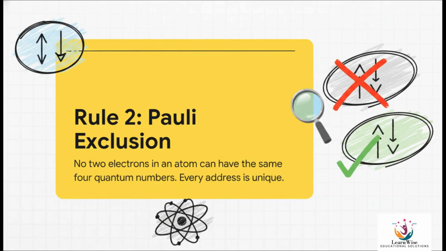Second, we have the Pauli exclusion principle. This is a big one. No 2 electrons in the exact same atom can have the exact same address. It's just not allowed. So what does that mean in practice? It means if two electrons are in the same orbital, sharing the same n, l, and ml values, their spins have to be opposite, one up, one down. And that's why each orbital can only hold a maximum of 2 electrons.